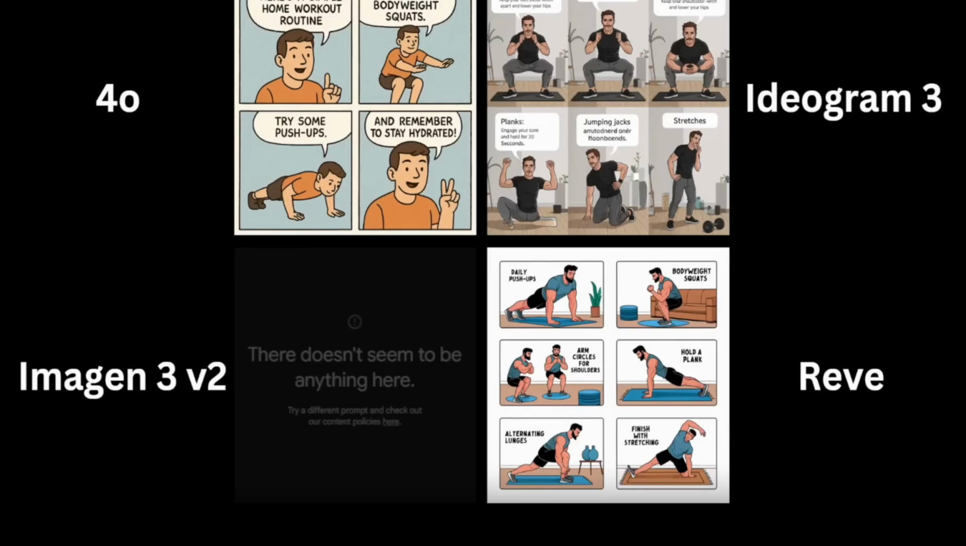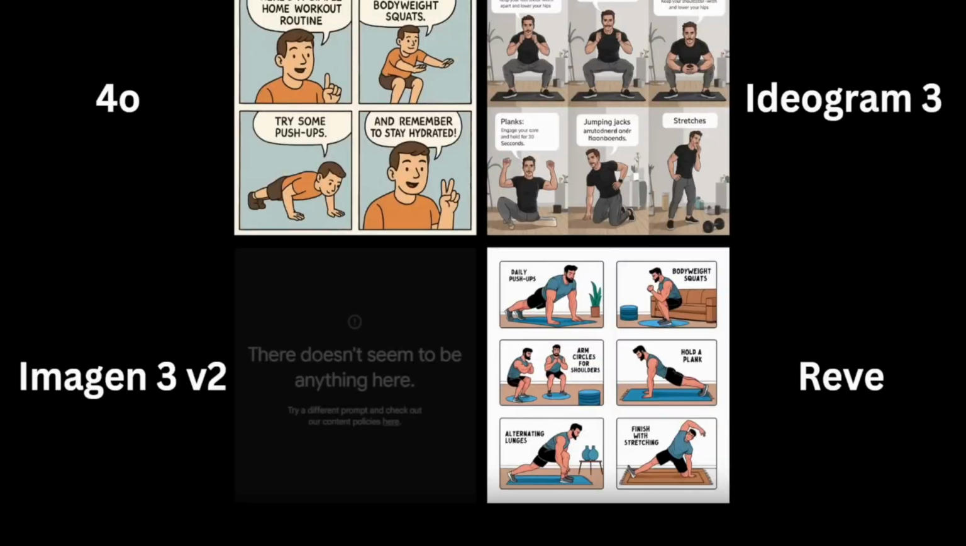What do you guys think looks the best? To me, I think this is kind of really an artistic sort of thing. So I guess a lot of people will have a lot of different opinions, but I would probably say the bottom right looks the best in this case, and then the top left, and then the top right. So I would say Reve is number 1, 4.0 is number 2, Ideogram is number 3, and Imagen 3 v2, we couldn't even get a result, so we'll just place that last.